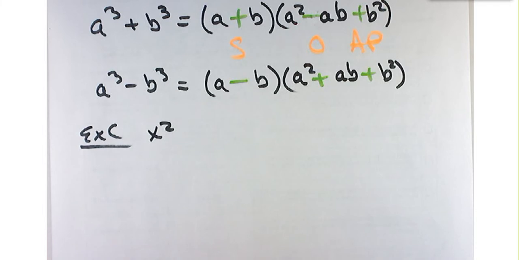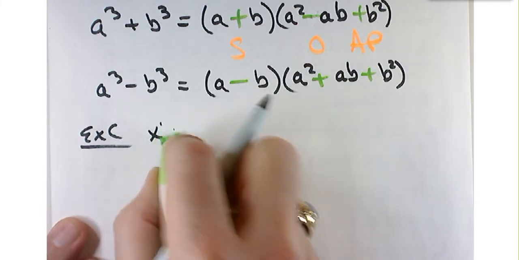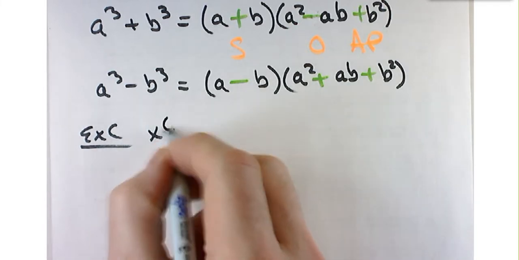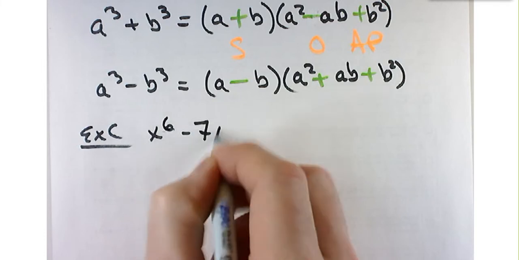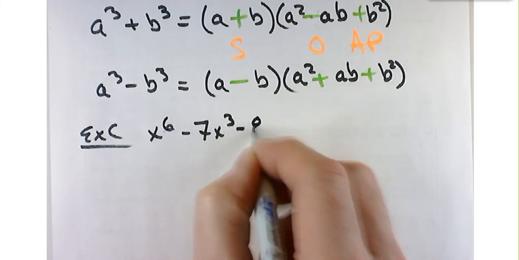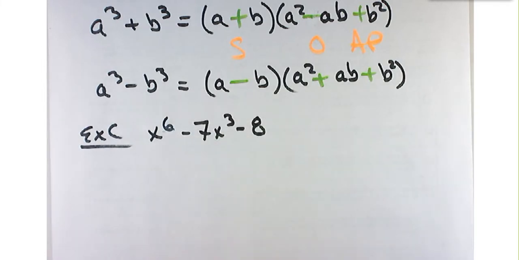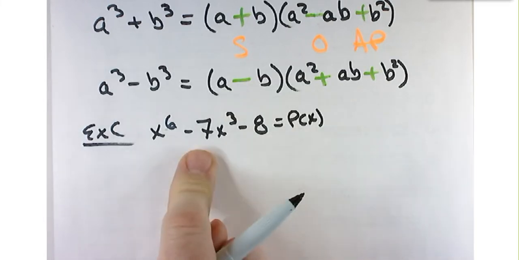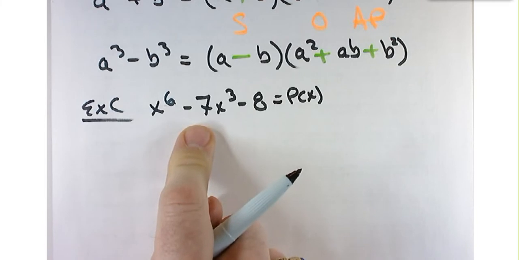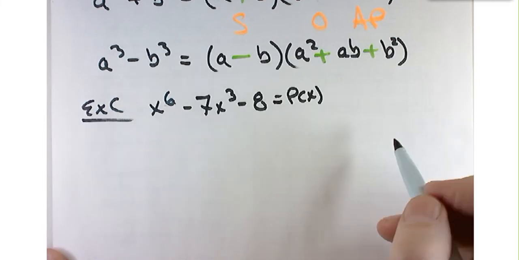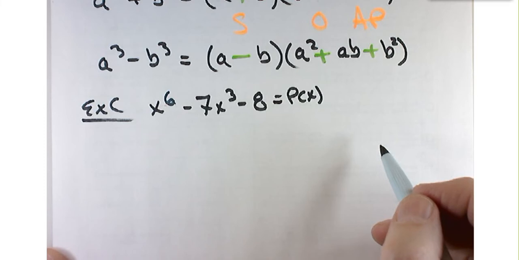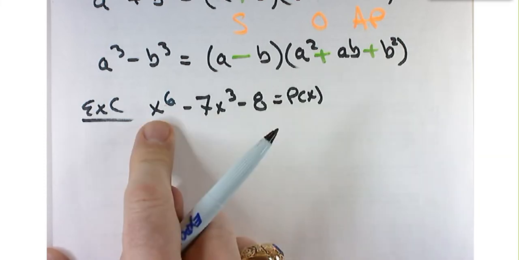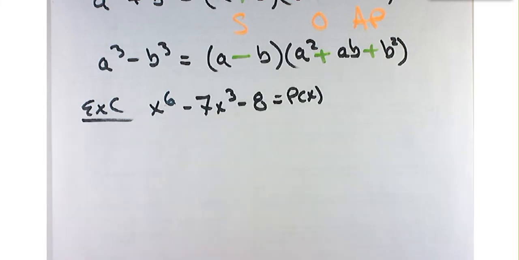x to the 6th minus 7x cubed minus 8. Whew. All right. Well, if that's my p of x, and I've made a lot of gains in these types of problems by factoring it, I'm going to see if I can factor this. But here's the thing. You've got a 6th power, you've got a 3rd power.